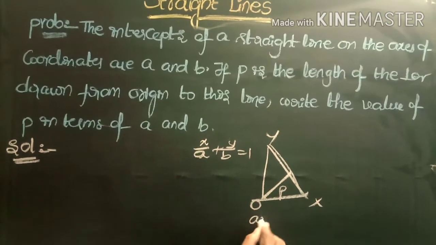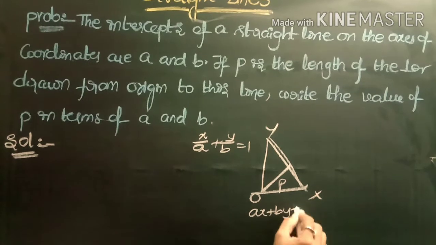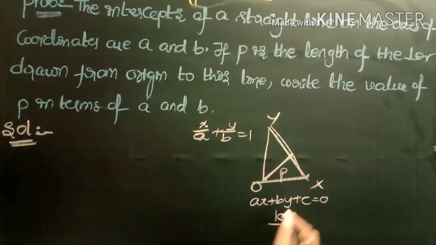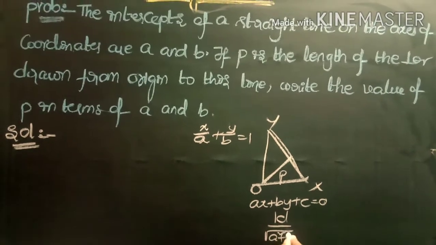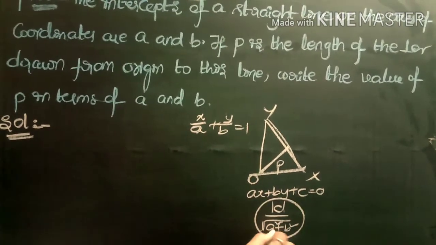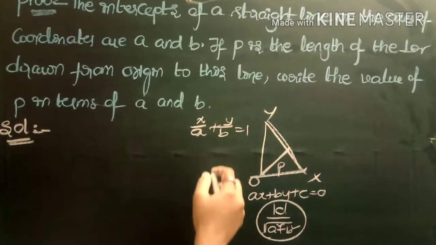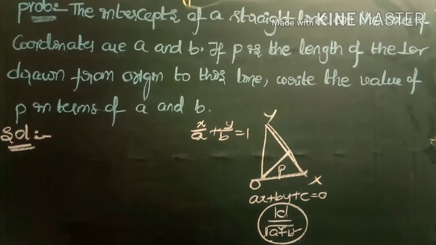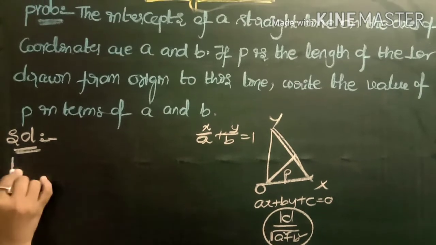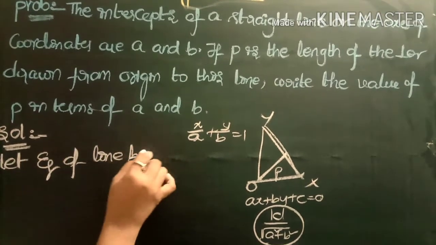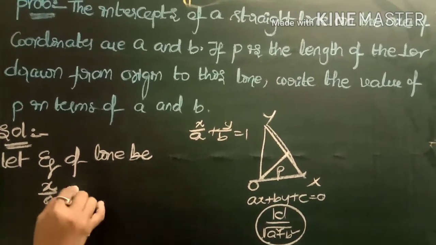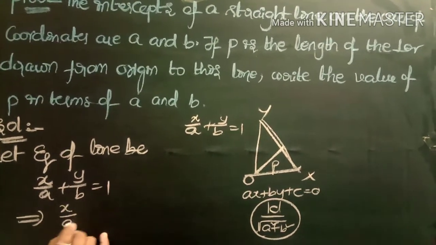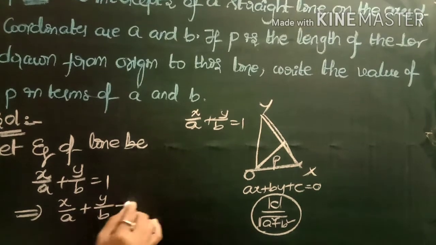For example, if the line is ax plus by plus c is equals to 0, then what is the length of the perpendicular from origin to this line? The formula is mod c by square root of a square plus b square. By applying that formula, we can find the perpendicular distance from origin to this line. So first we take the equation of the line. Let the equation of the line be x by a plus y by b is equals to 1. That is x by a plus y by b minus 1 equals to 0.